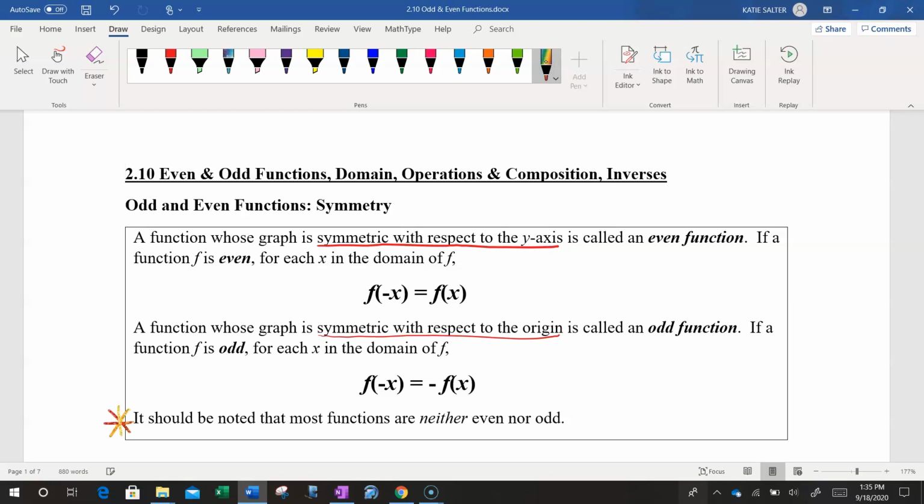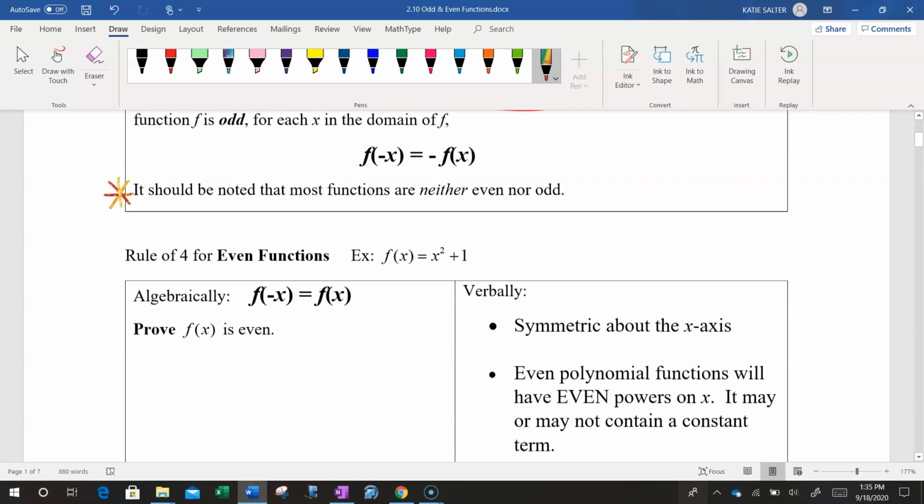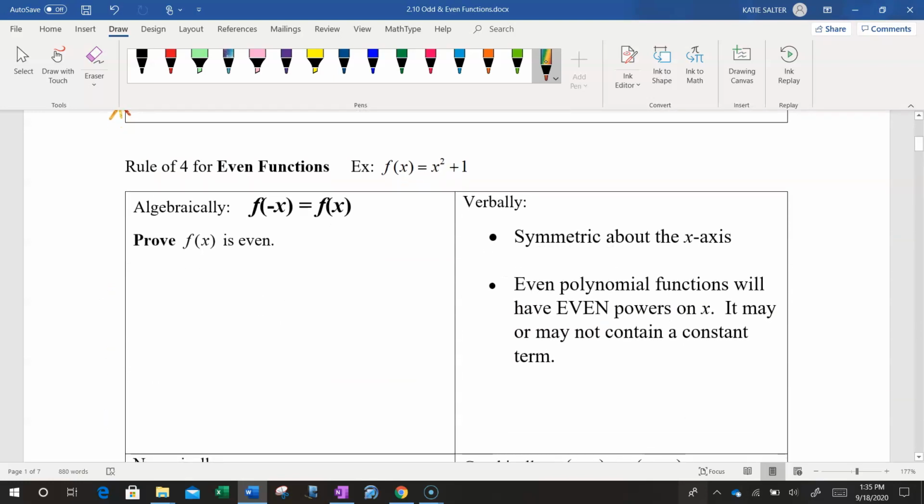Now, this may seem like a silly concept, but this is something that we're going to learn about today, and we're going to apply it to other functions as we go through the semester. And when we get into trigonometry, we're going to be learning some trig identities that connect back to these even and odd functions. So it's really important that you understand the definition. Okay, so to help us, we're going to use the rule of 4 for each one.